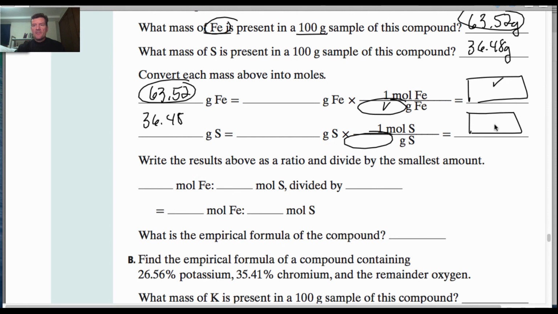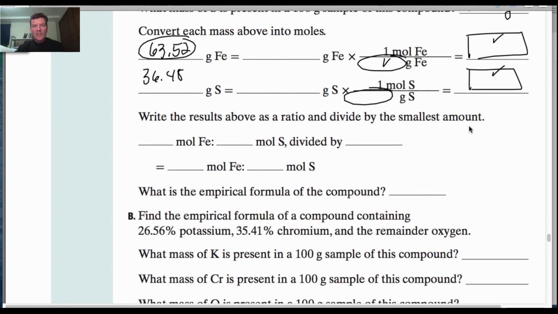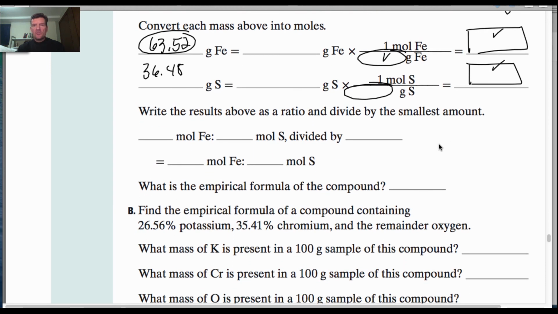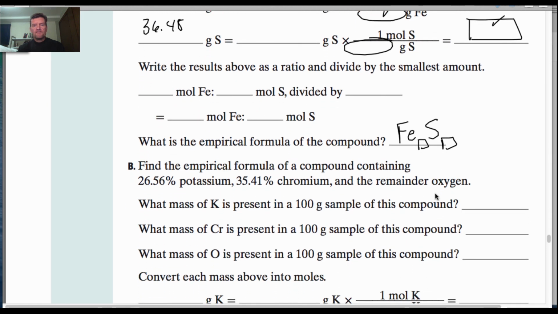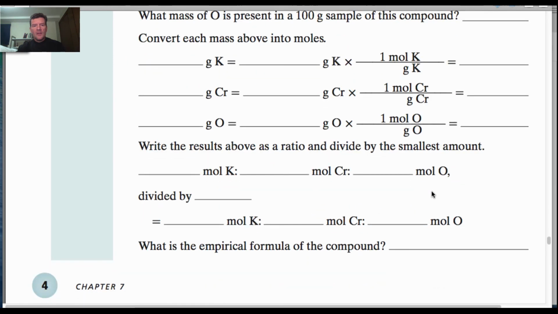Now, if these are not whole numbers, then you're going to divide both of them by the smallest of those two, and that should get you close to whole numbers, and then you'd have the formula Fe and S, and then you'd be able to fill in those whole number ratios there. Okay? All right.